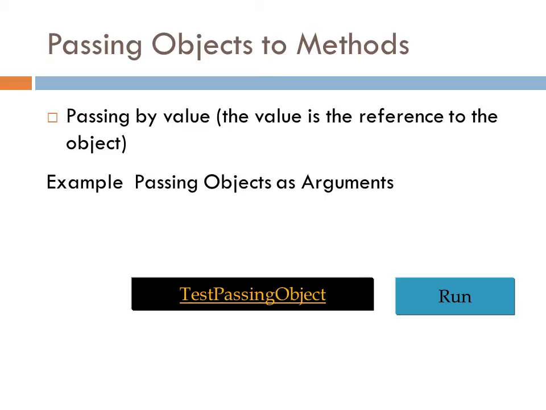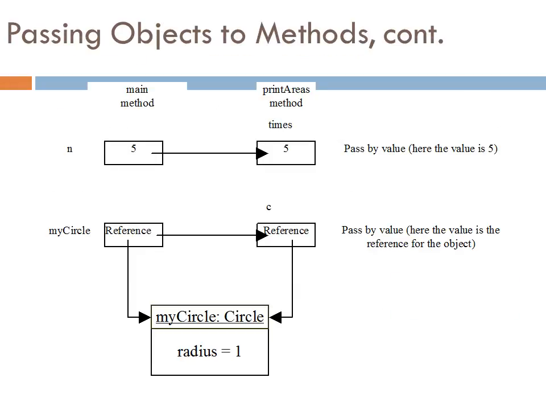Next, passing objects to methods. We can pass normal variables to methods. Similarly, we can pass an object to methods. So how do we pass objects to methods? Here in the main method, we pass the n value that contains 5 to the print area method. n will be passed to the print area method, so 5 will be stored here. So that is passed by value.